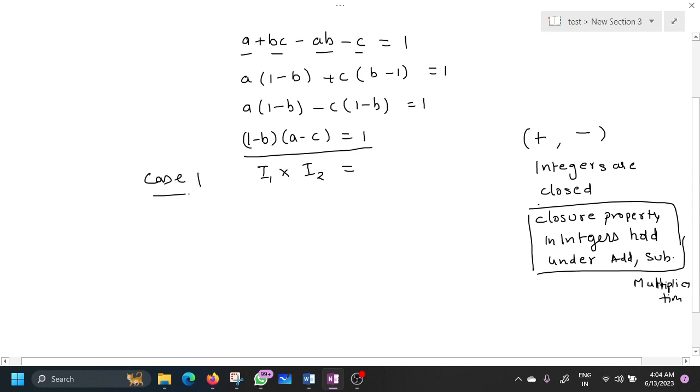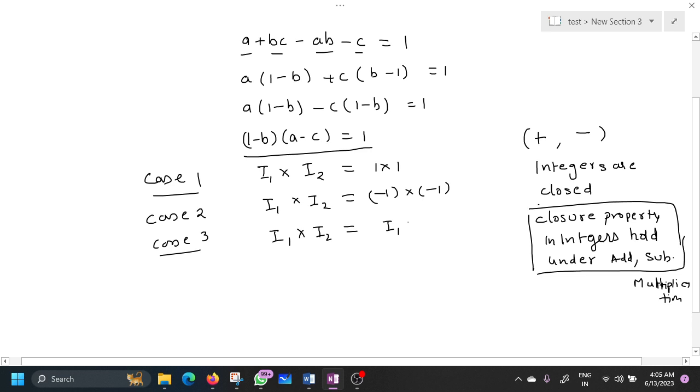Case 1, if we multiply two integers, we get 1. How do we get 1? Either we multiply 1 by 1. Case 2, if we have two integers I1 and I2 and we multiply them, we get 1 by multiplying minus 1 by minus 1. Case 3, we have two integers I1 multiplied by I2 and we get 1 if one integer is reciprocal of the other integer. Means what? I1 is one integer and I2 is 1 by I1.